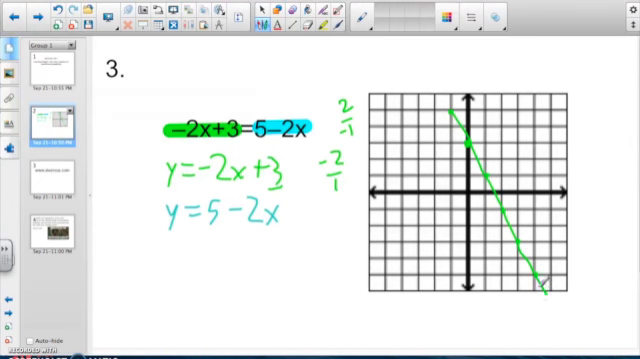I highly encourage you guys to use your rulers. Can't exactly do a ruler on a smartboard screen.